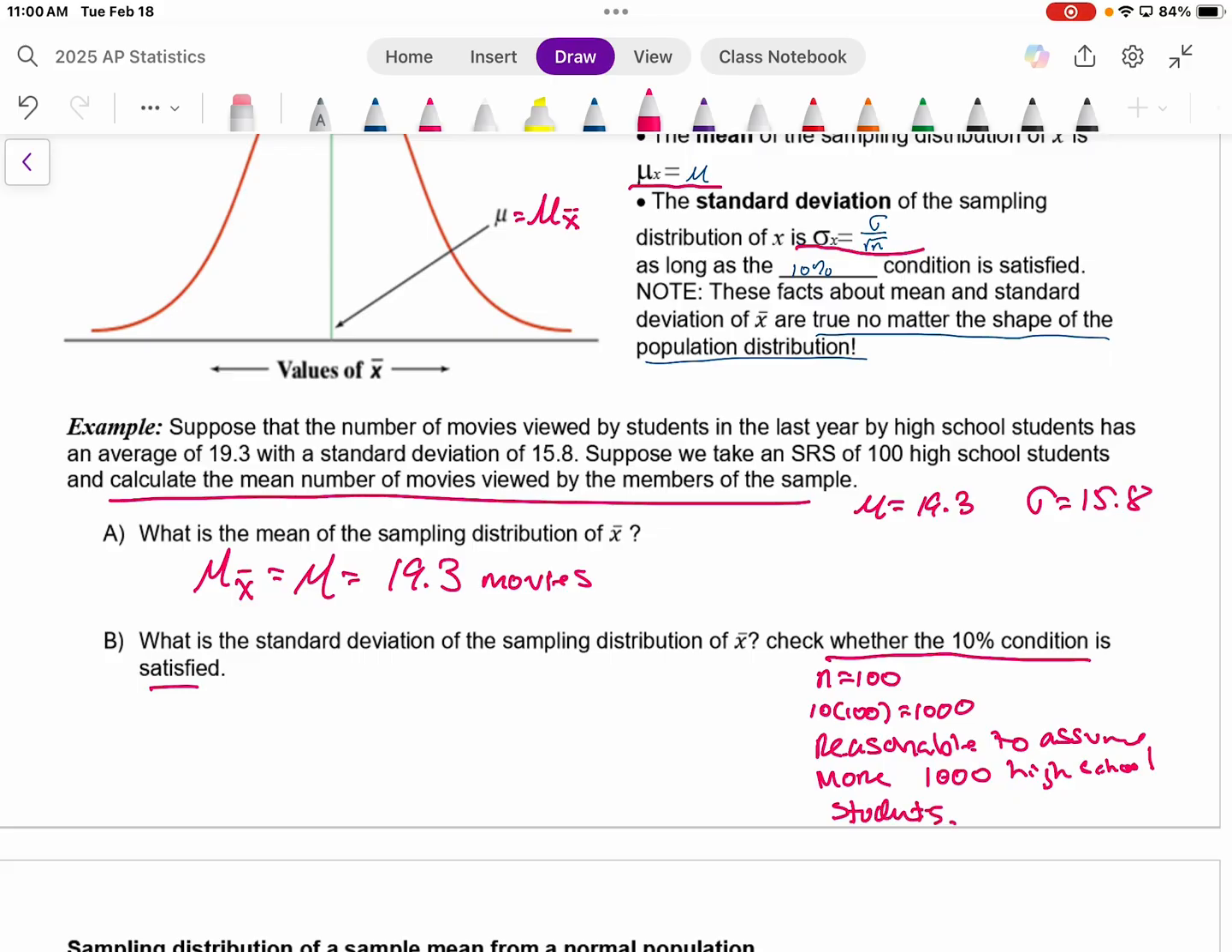Again, we can't just say, yes, it's met. We've got to show it, give a little justification. Reasonable to assume there's more than 1,000 high school students. We have more than 1,000 high school students at our school.